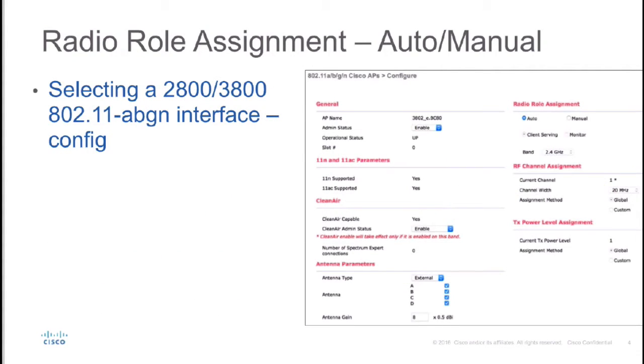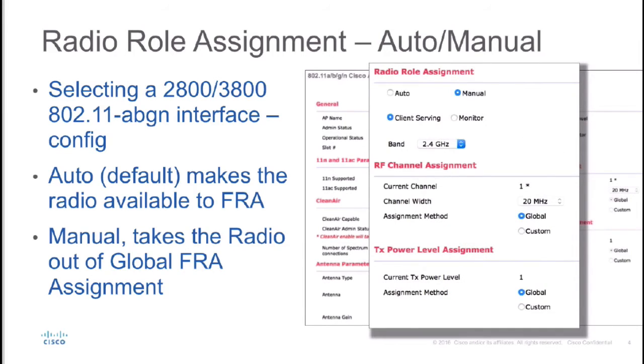This is showing what the radio role assignment is. Under radio role assignment, you can have auto, meaning that it is available. Auto, the default, makes the radio available to FRA. Manual takes the radio out of global FRA assignment, meaning FRA is still running, it just doesn't have the right to assign this radio. Being in client serving 2.4 gigahertz puts that interface in the FRA calculation. If you put that to 5 gigahertz, it's no longer part of the FRA calculation for redundant radios.